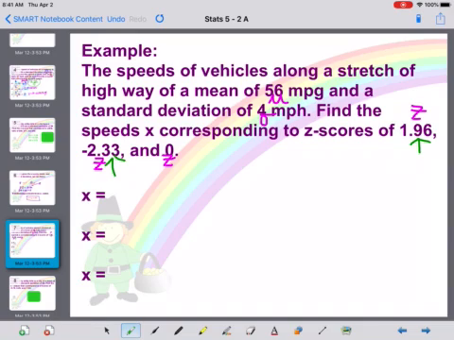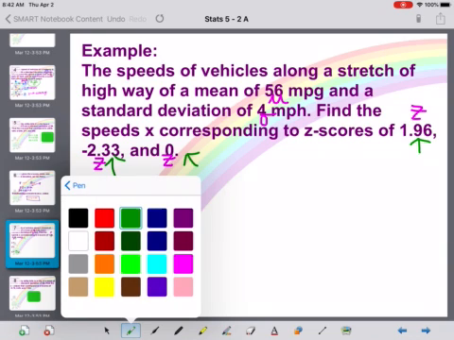Negative 2.33, a negative z-score means you're below the mean, so that answer needs to end up being below 56. For 0, we shouldn't even have to calculate that, because if your z-score is 0, then you are average, so x is 56 in that case. I'll do the work for you anyway, just to show you, but we should understand that when your z-score is 0, your x value is equal to your mean, okay?